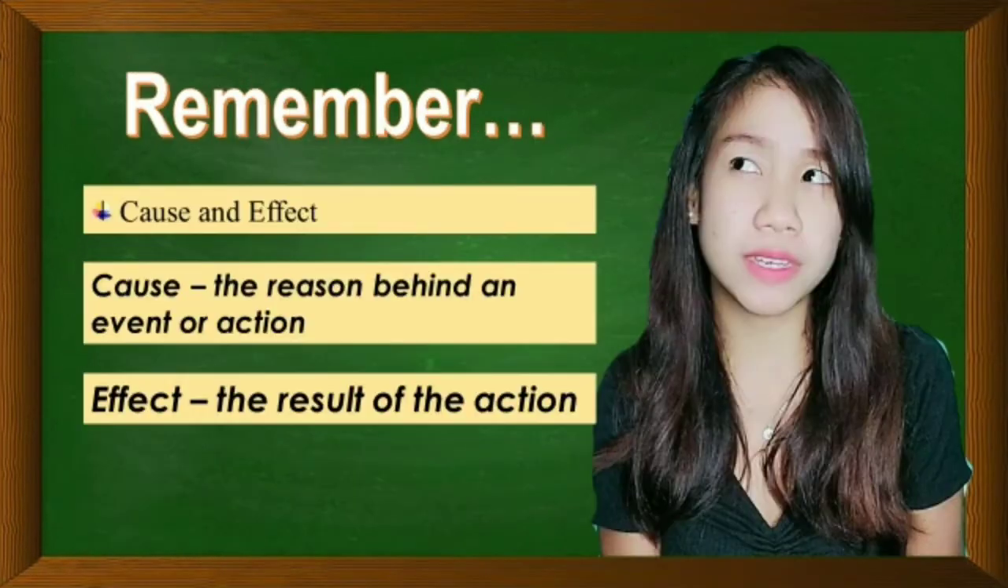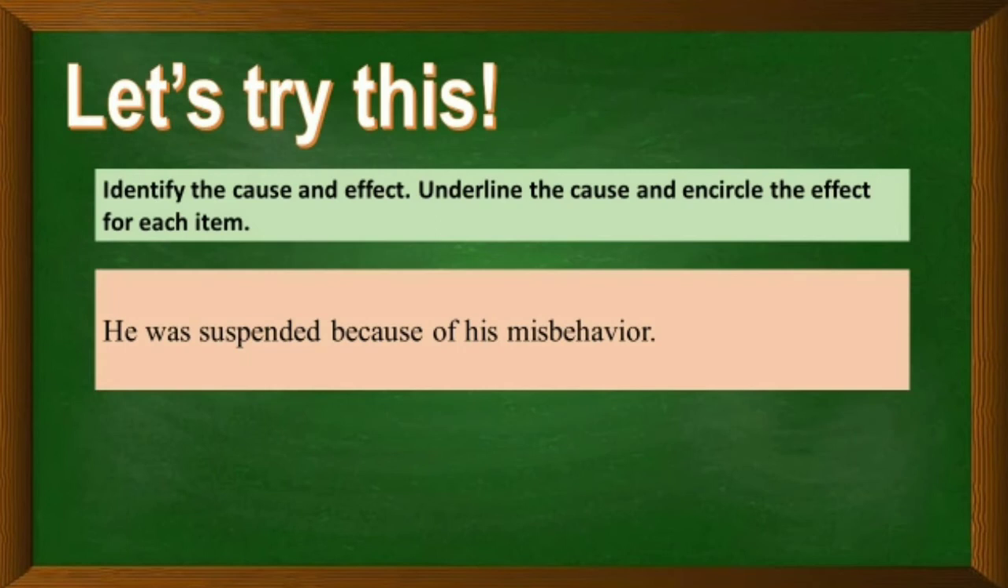Remember also the definition of cause and effect. What is cause? This is the reason behind an event or action. And for effect, this is the result of the action. Let's try this type of test. Identify the cause and effect. Underline the cause and encircle the effect for each item. Again, you have to underline the cause and encircle the effect for each item. Do not be confused about which to underline and which to encircle, okay?